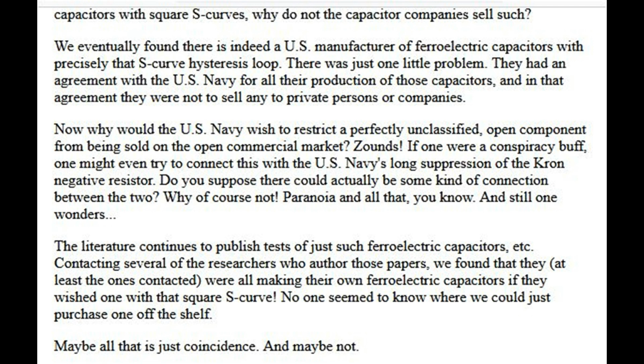Now why would the US Navy wish to restrict a perfectly unclassified, open component from being sold on the open commercial market? Zounds. If one were a conspiracy buff, one might even try to connect this with the US Navy's long suppression of the Krone negative resistor. Do you suppose there could actually be some kind of connection between the two? Why, of course not. Paranoia and all that, you know.